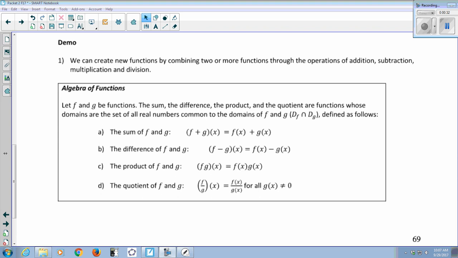The domain is the harder part. Finding the domain of any of these, it is the intersection of the domains of f and g. And then for the quotient, you also have to make sure that g of x is not 0 because it's in the denominator.